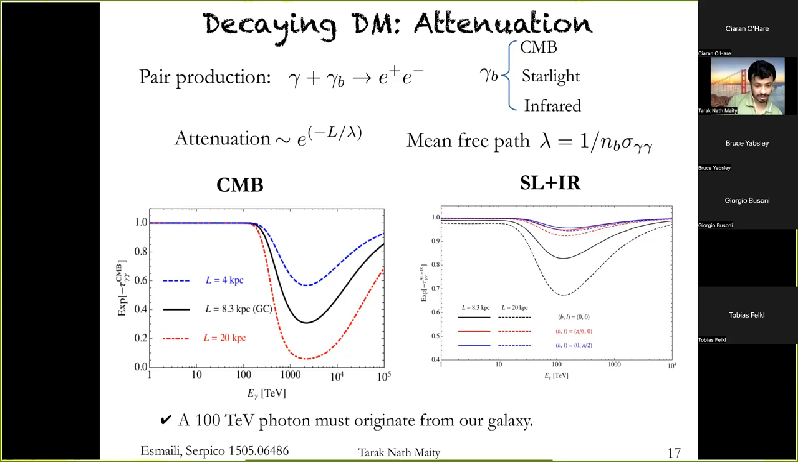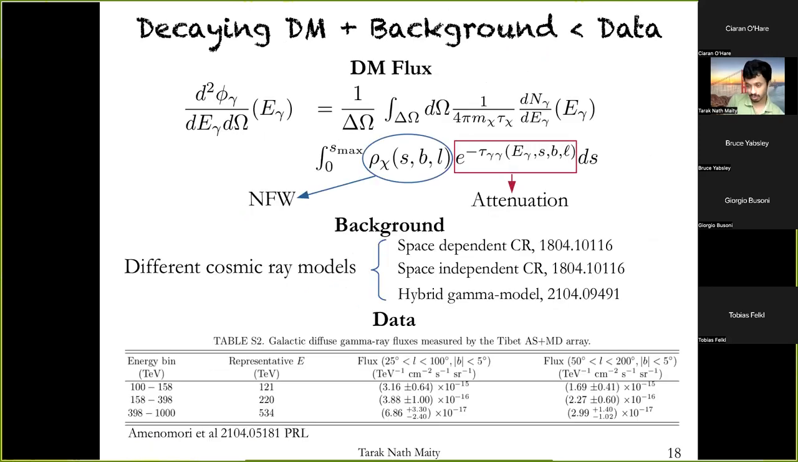Once you include all this, you can calculate what could be the gamma ray flux from the dark matter decay. That is given over here, where delta omega is the region of view of the experiment, m chi is the dark matter mass, tau chi is the dark matter lifetime, dN gamma by dE is the spectrum for the dark matter, and rho chi is the dark matter density, which we have taken to be the NFW profile. And this attenuation factor is just the reduction in the flux due to that interaction that I have just discussed.